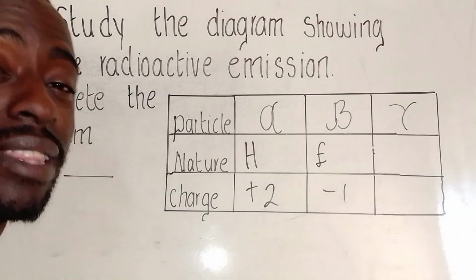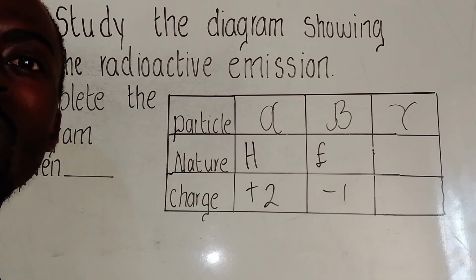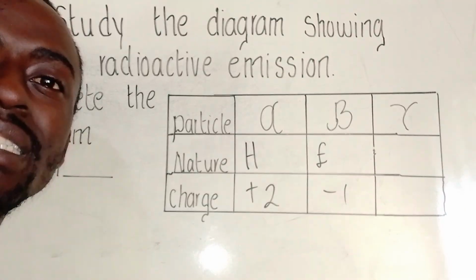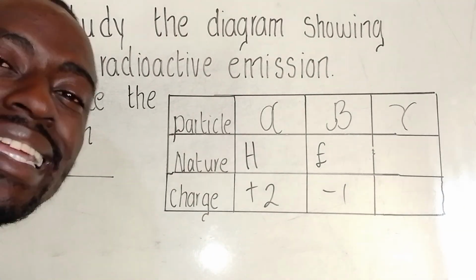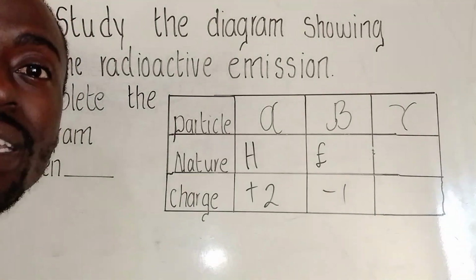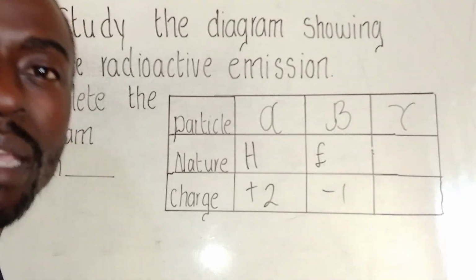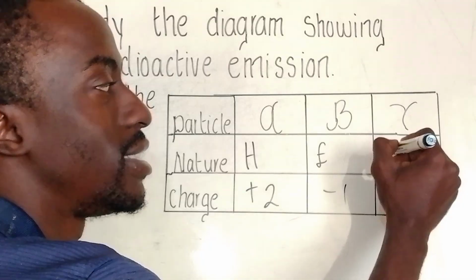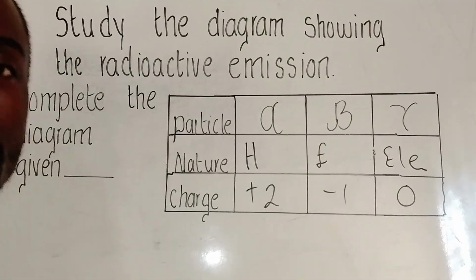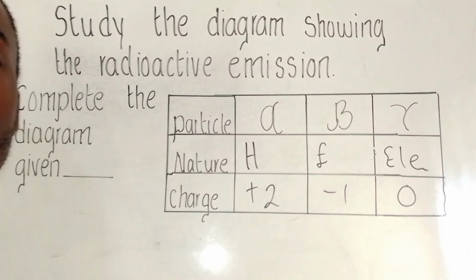Now, when you talk about this one, the gamma, a gamma, these are forms of radiations or forms of electromagnetic, such that they cannot be deflected or bent by the electric or magnetic field. Why? Because its mass is very low, or it's nearly zero. It's very small to be considered to be a mass. So how about its nature? It's electromagnetic. How about the charge? The charge there, it is zero. That's why it cannot be deflected by the electric or the magnetic field.